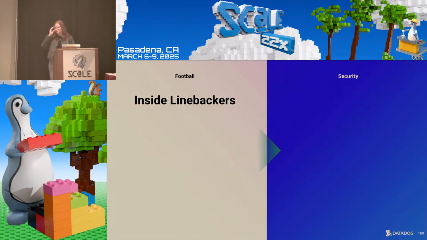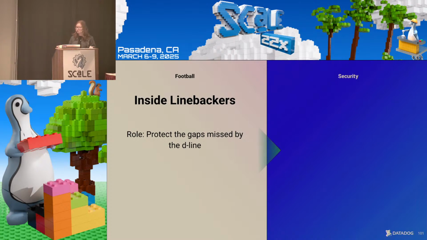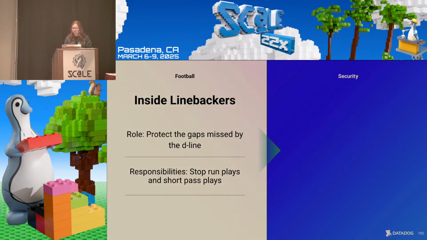So with that, we'll move on to inside linebackers. Their role, again, probably pretty similar: protect the gaps missed by the defensive line. Because they're in the middle of the field, they're trying to stop the run plays and any short pass plays that happen. But I'm gonna be honest, these inside linebackers are normally the masterminds of the defense. These are normally the players who have such a high football IQ. They are the ones who are really trying to coordinate everyone.